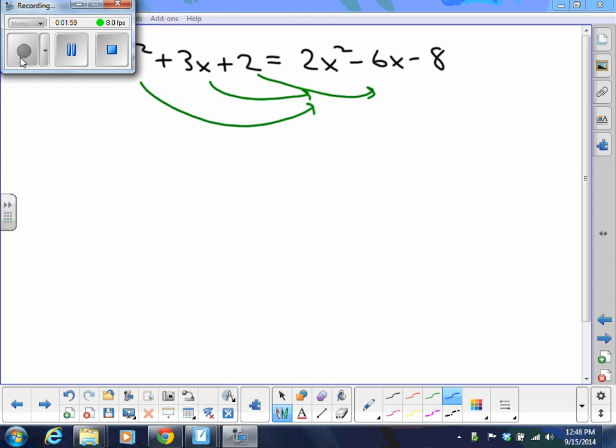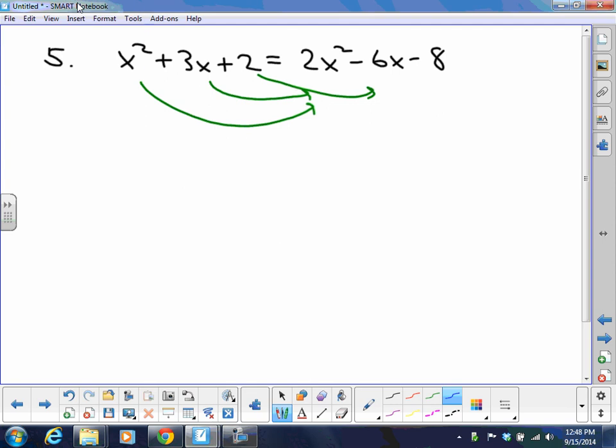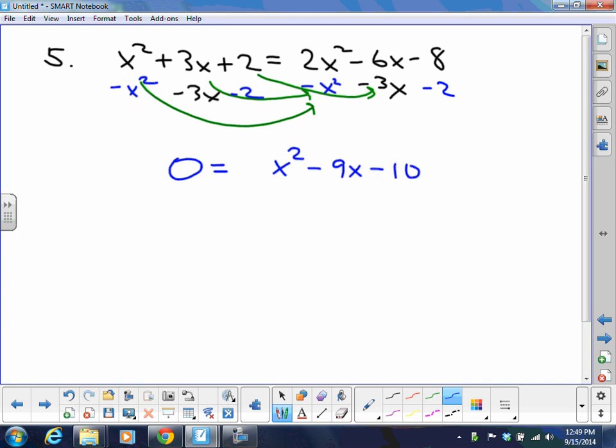Okay, so if we want to get everything to the right side here, again, as long as either side of the equation is 0, we're good. So if I subtract the 2x squared over from both sides, minus the 3x on both sides, and then of course minus the 2, we will end up with the big 0 over here, and then we'll get x squared. Those combine to minus 9x and minus 10.